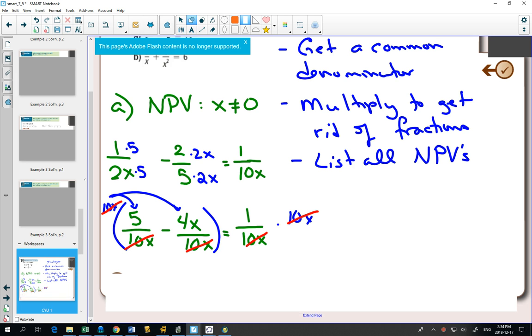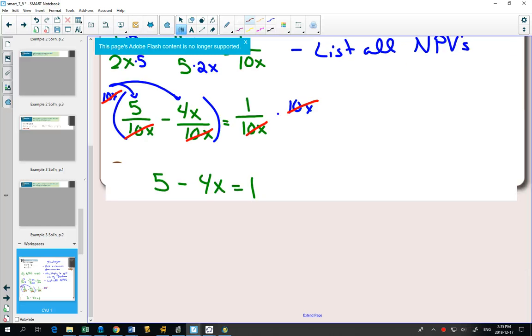What are we left with? We're just left with 5 minus 4x equals 1. Life is good. Because that's a question like a grade 9 solving question. Could you combine any like terms? Yes. If I move the 5 over, I would get negative 4x equals negative 4.